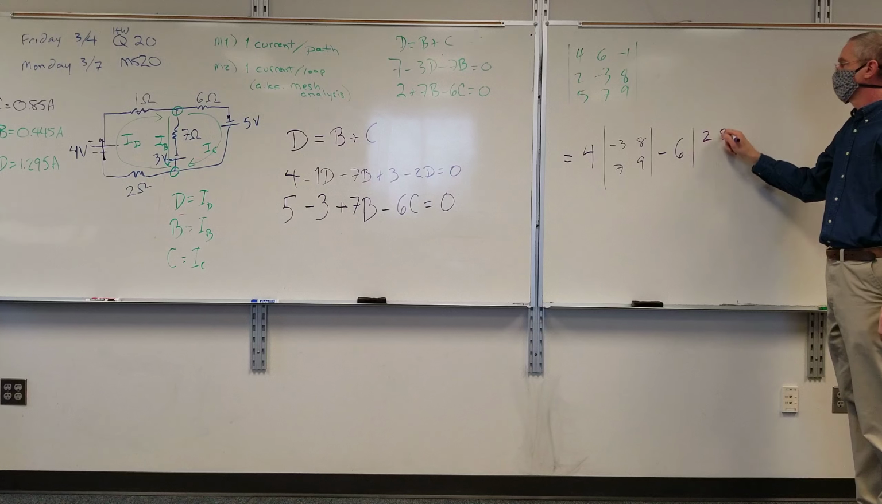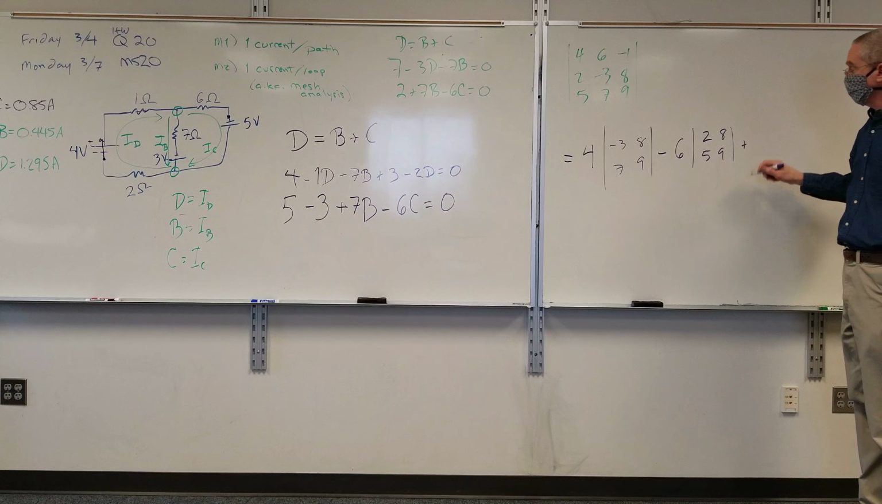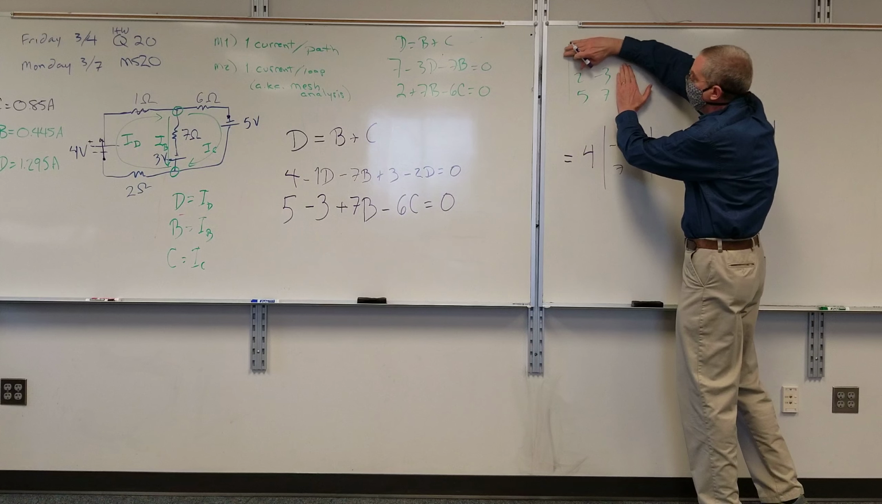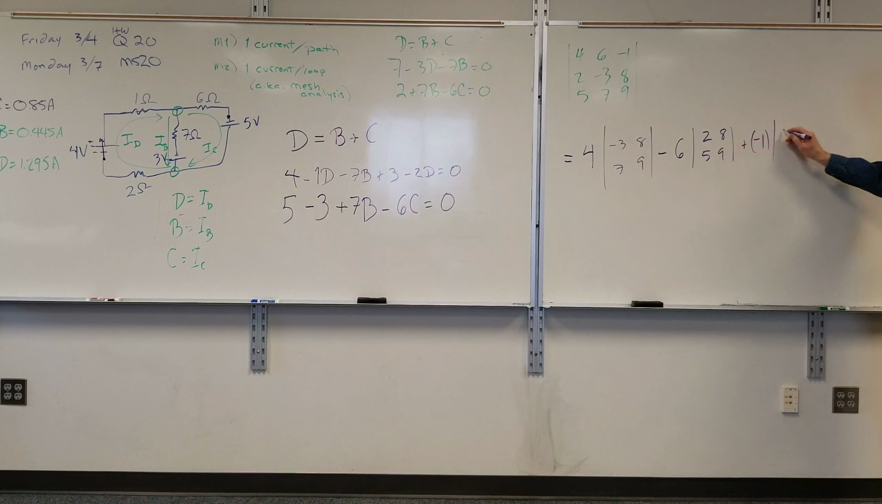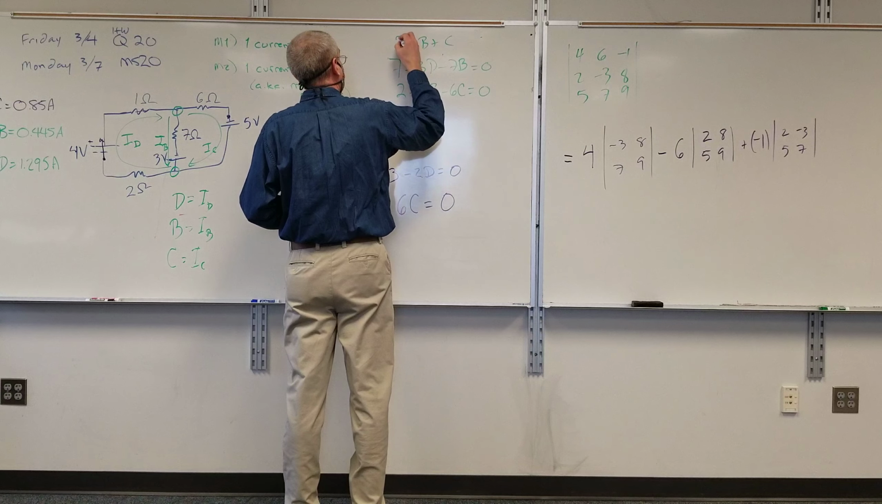Plus, because it's the next one, negative 1 times, block out that row and column, 2, negative 3, 5, 7. So I pause for people to ask questions if they're not sure where I got these numbers from, or to correct any mistakes I made. We'll write that down.